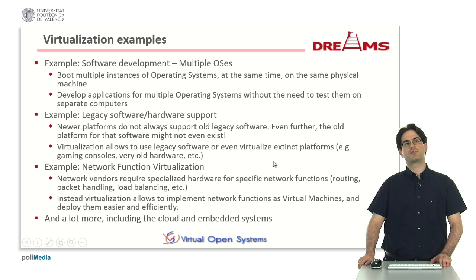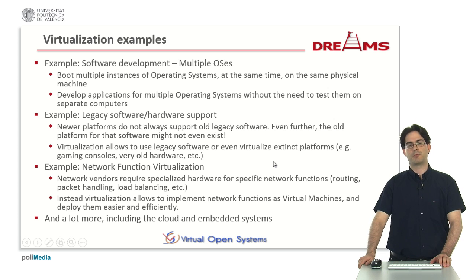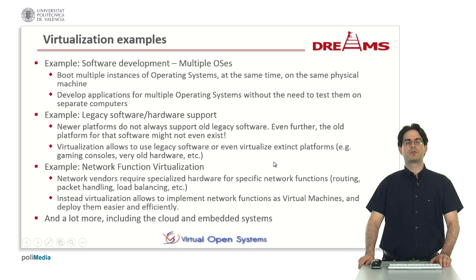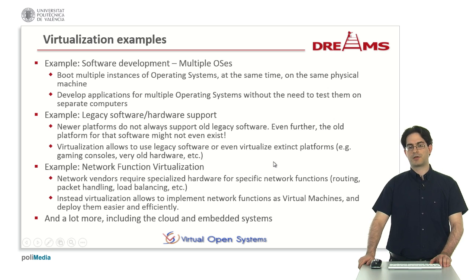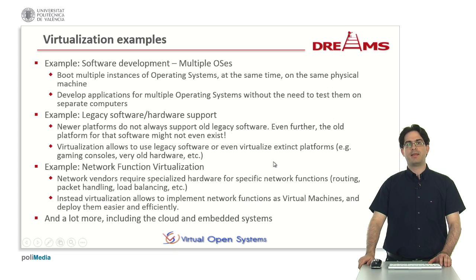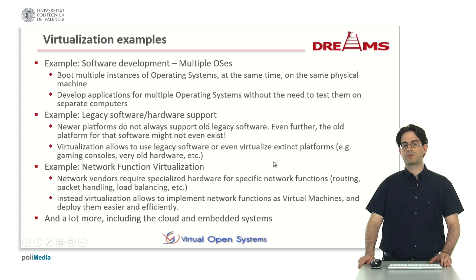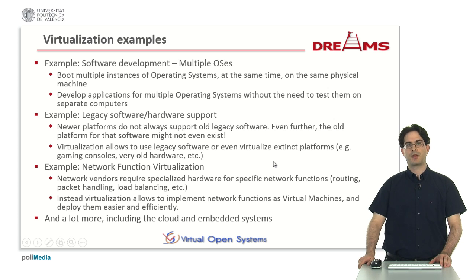One of the major examples for virtualization is software development, multiple operating systems. So the user would boot multiple operating systems in order to be able to simultaneously feel and use different environments according to the needs of his job or even his hobbies. In that respect, a user could also develop different applications for different operating systems, and virtualization offers a way to do that in a single machine without having to invest in too many resources.